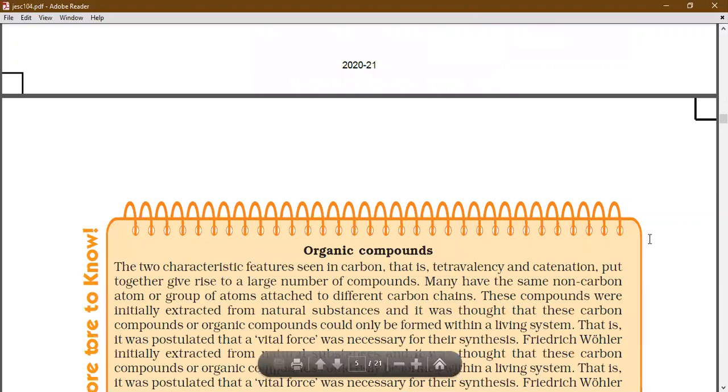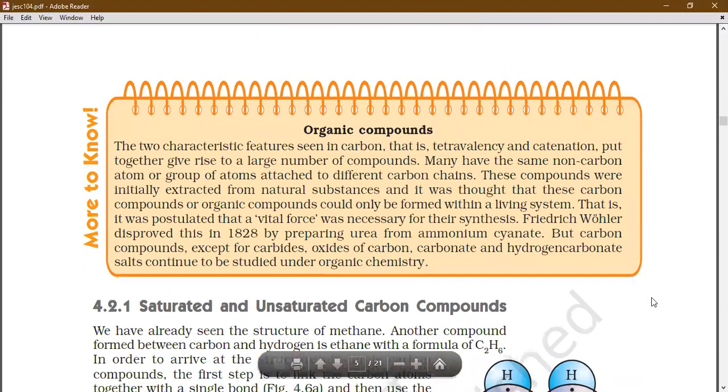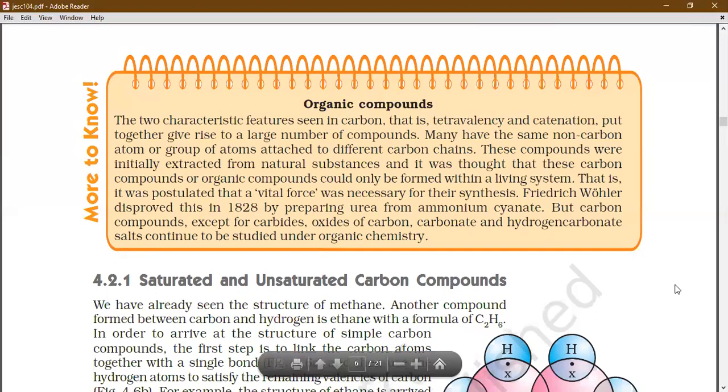More to know: organic compounds. The two characteristic features seen in carbon, that is tetravalency and catenation, put together give rise to a large number of compounds. Many have the same non-carbon atom or group of atoms attached to different carbon chains. These compounds were initially extracted from natural substances, and it was thought that these carbon compounds or organic compounds could only be formed within a living system. That is, it was postulated that a vital force was necessary for their synthesis.